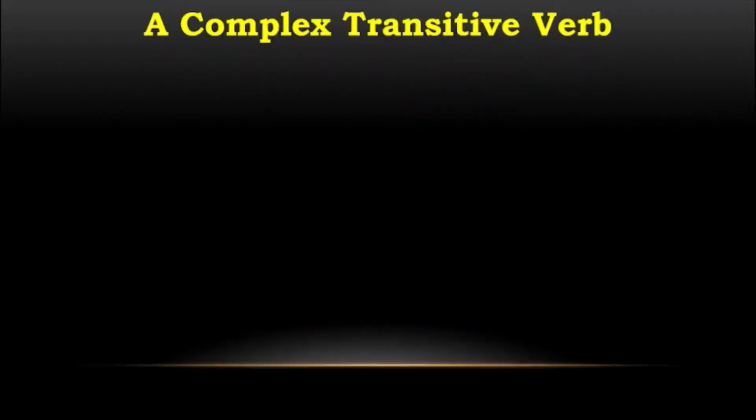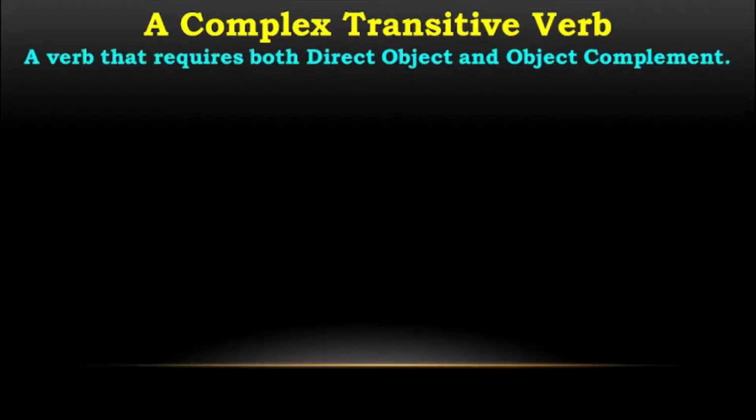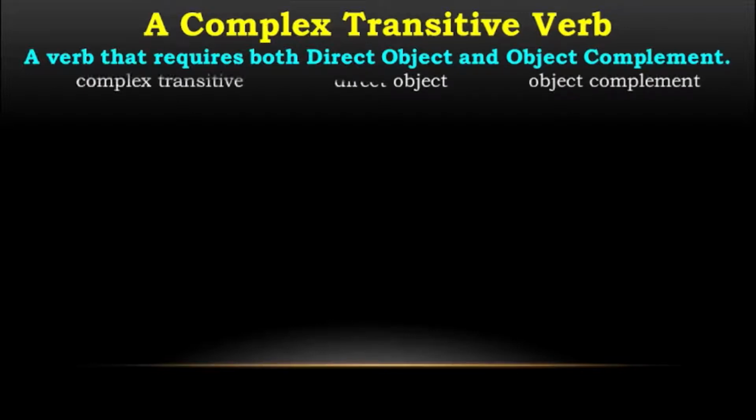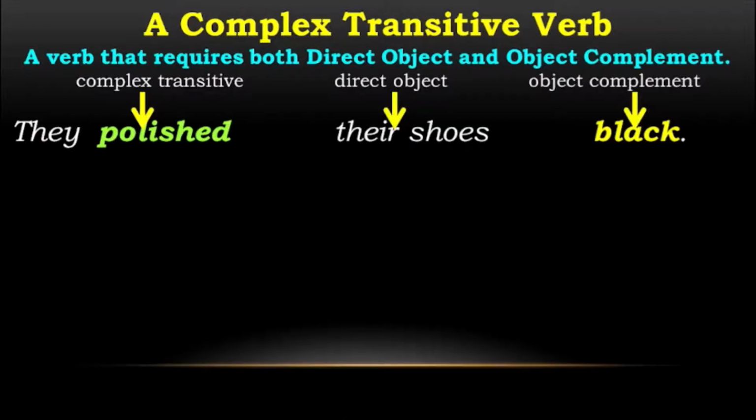Now let's see a complex transitive verb, a very important complex transitive verb that requires both a direct object and an object complement. For example, let's have an example. See, they polished their shoes black. Polish is your complex transitive verb. Their shoes is your direct object and black is a noun. This is the object complement. Here we can have a noun and a noun.